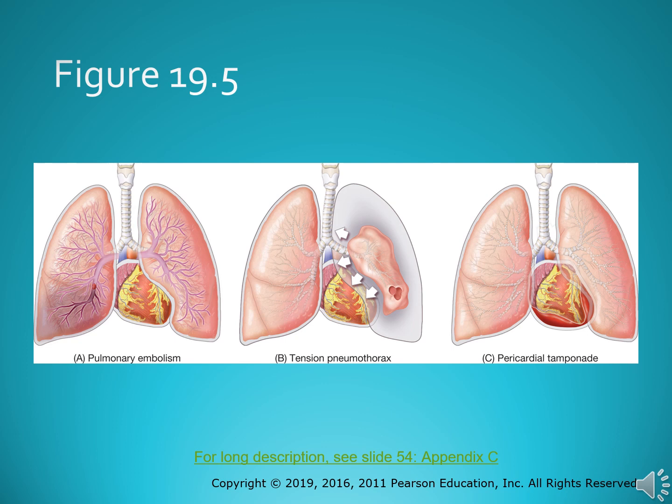All right, so these are the pictures of the causes of obstructive shock. In A is the pulmonary embolism, which is the blocked artery in the lung. B is the tension pneumothorax, which is the buildup of air inside the chest. And C is the pericardial tamponade, which is the accumulation of fluid in the sac around the heart.